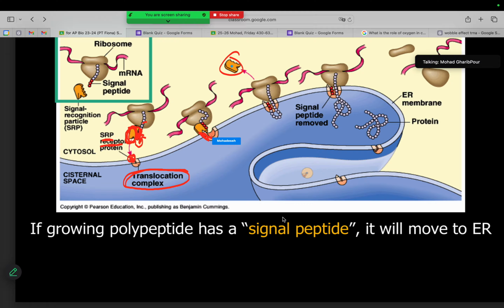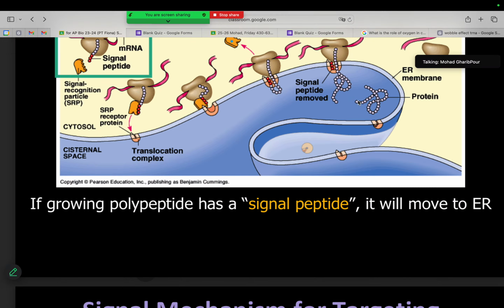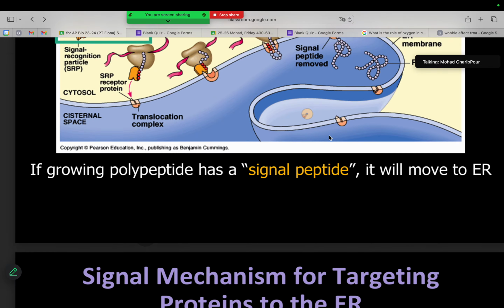Once that happens, this thing opens up and pushes this growing peptide chain into here. So now it's in the lumen. You see that? It starts growing within the lumen. It grows here, and then the signal peptide is actually removed. It was just a signaling piece. So once it serves its function, it's removed. And now we have our protein within our ER lumen.